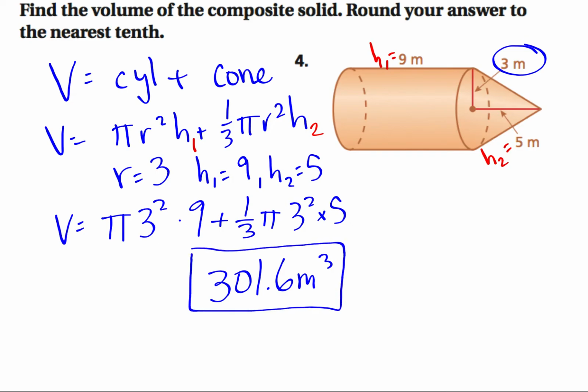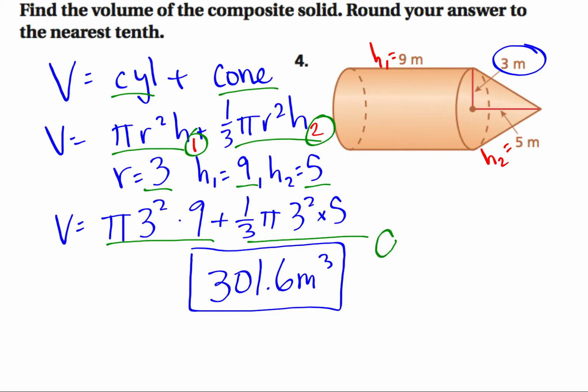Okay, quick recap on this. What we did here is we decided what makes up the shape. We created a formula. We had to do some indexing for our different variables because the heights were not the same for both of them. We identified our three known values, radius, height 1, and height 2. Then we plugged the numbers in. We used our calculator to type the things in, did a little bit of rounding, and we got our answer.